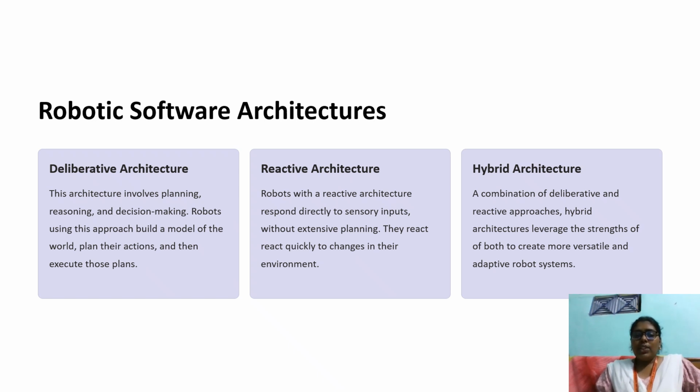In reactive architecture, robots respond directly to sensory inputs without executive planning. They react quickly to changes in their environment. Hybrid architecture is a combination of deliberative and reactive approaches. Hybrid architecture leverages the strengths of both to create more resilient and adaptable robot systems. In this, both the deliberative and the reactive are combined.